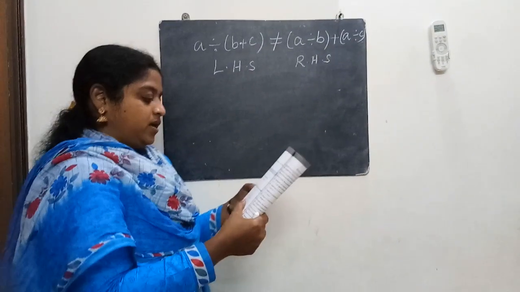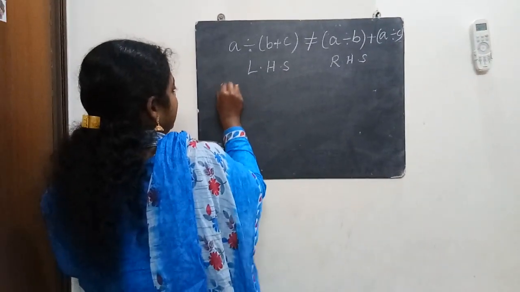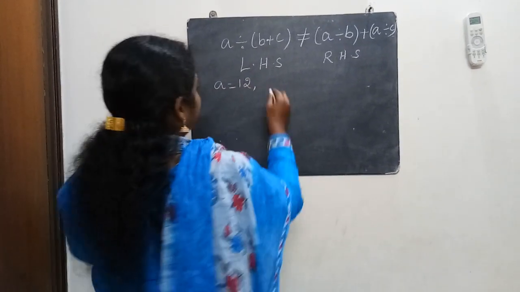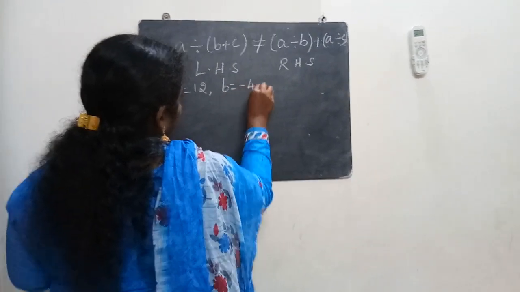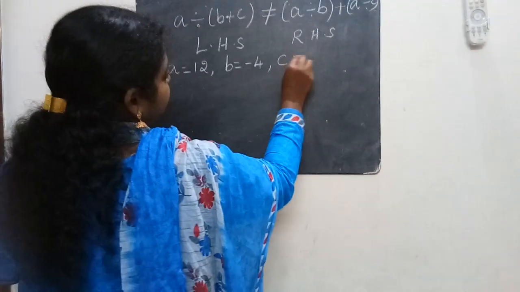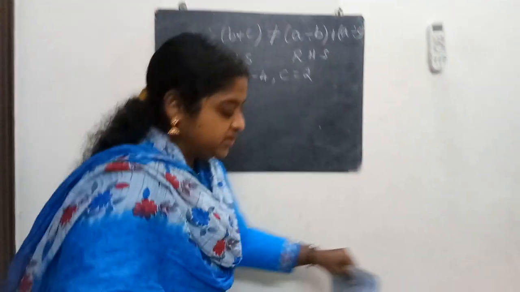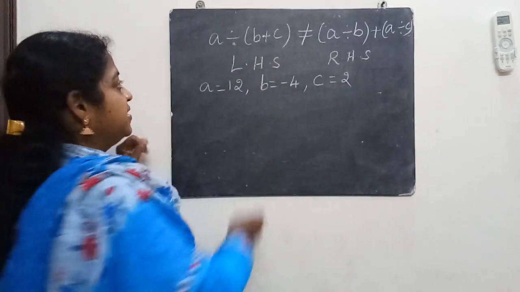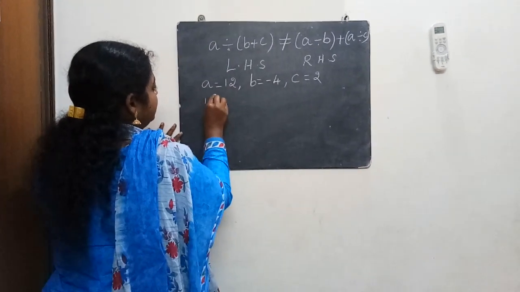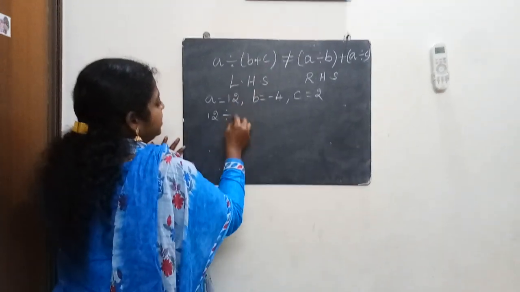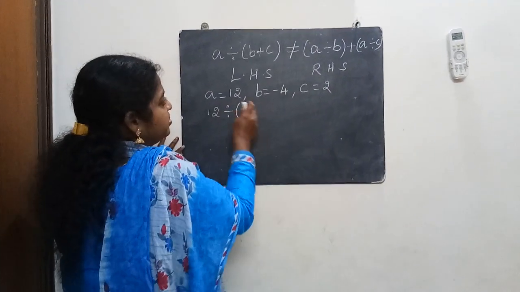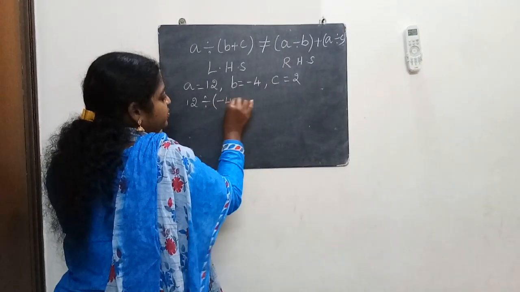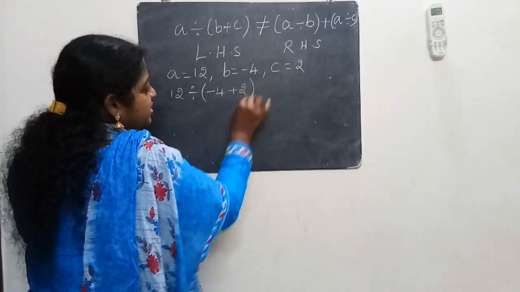Okay, now see the values. First one, A value is 12, B value is minus 4, C value is 2. So how to do this one? Substitute the values of A, B and C in this. What is A here? 12 divided by B plus C. What is B plus C? Put the bracket as usual. Minus 4 plus 2. Observe the symbols properly.